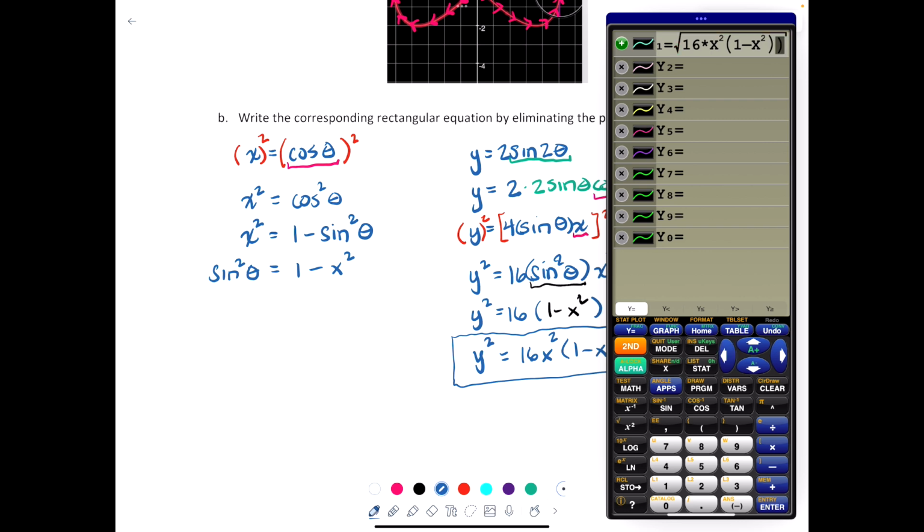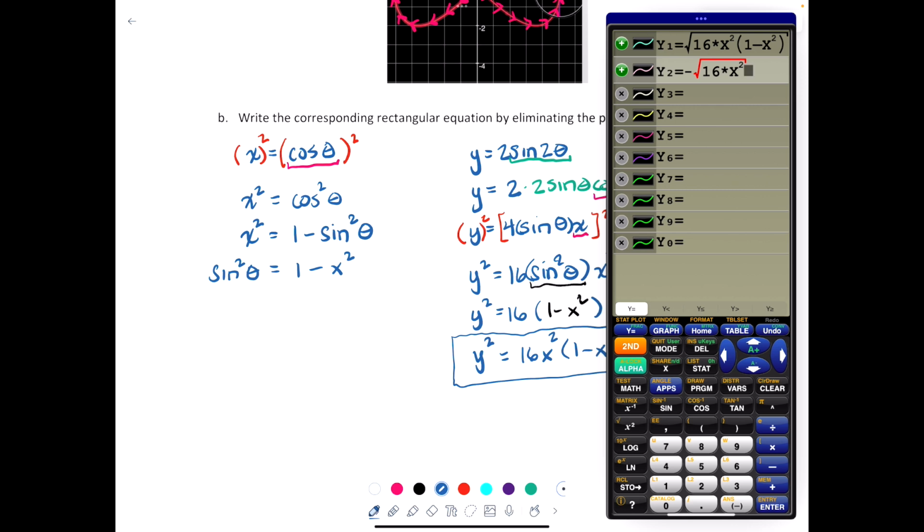Oops. And that's our first one. Then our second would be the negative of that. Our first one will be in green, our second one in pink. So we'll have the negative square root of 16 times x squared times 1 minus x squared, all in the square root.